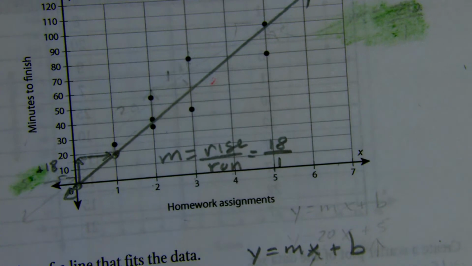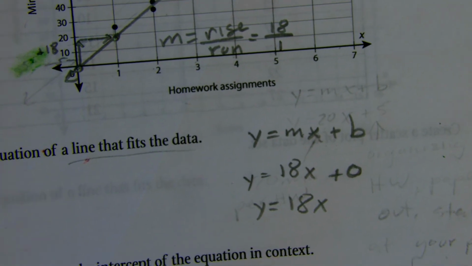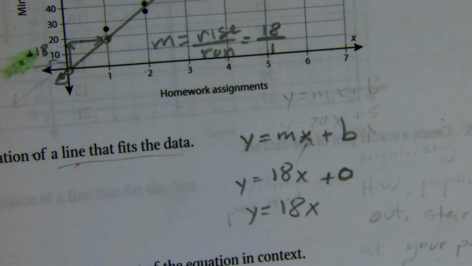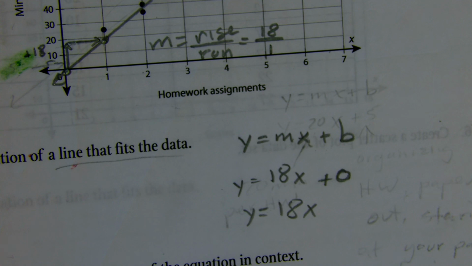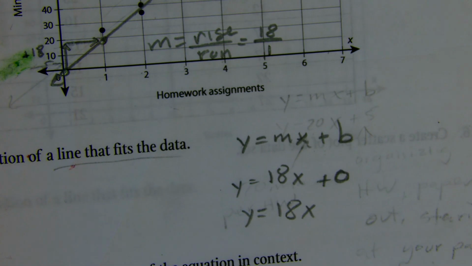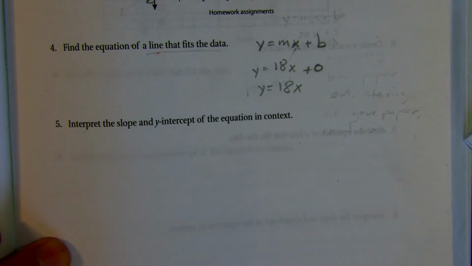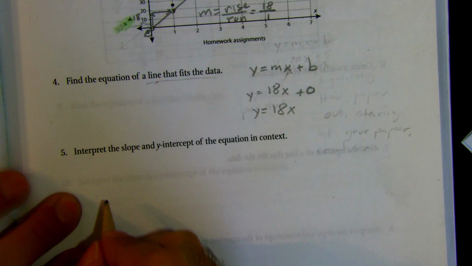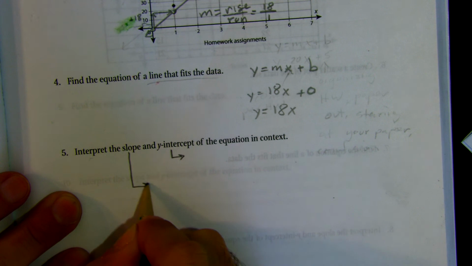Now you might be like, well, I got y is equal to 20x. That's fine. Your line was slightly different than mine. Did anybody get another value for that? Y is equal to 20x. Who else got something? Anybody else get y is equal to something that's different? 20x, 18x. All right. So now we have to interpret this. Let's interpret the y-intercept, and then we'll interpret the slope.